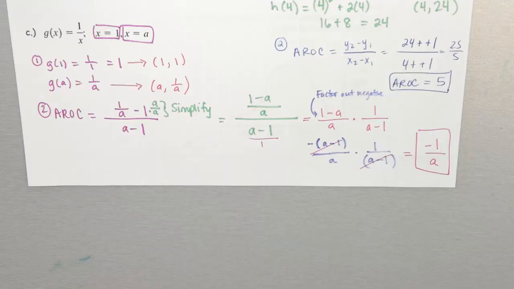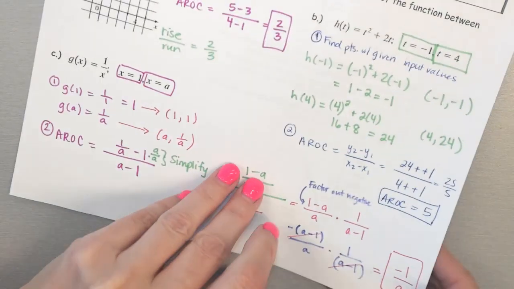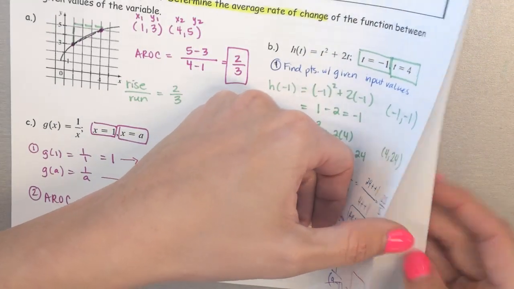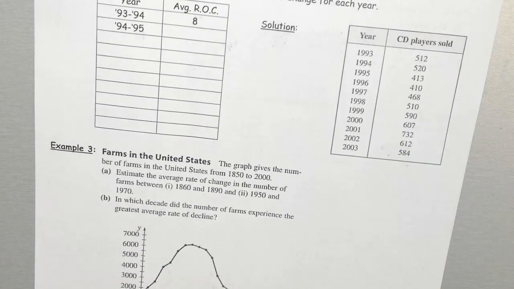All right, now we're going to find out how old this book is because there's an example about CD player sales, which really hasn't been a thing for a while. I think I was still holding on to mine 20 years ago.